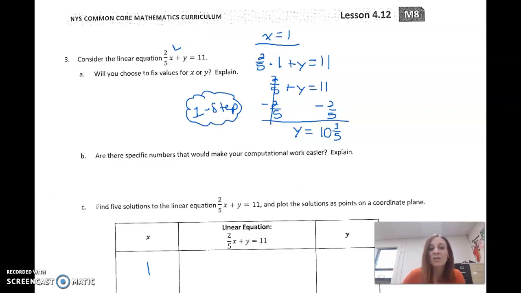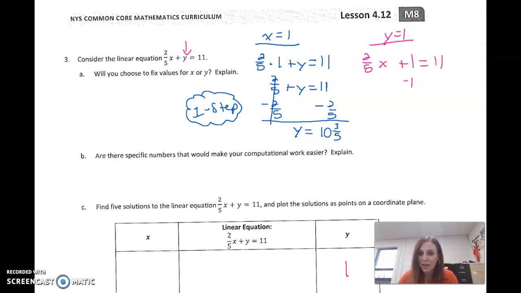But I could also choose to plug in numbers for y. There's nothing that says we can't. So let's say I chose, instead of putting a 1 in for x, I chose to put a 1 in for y. So I'm going to take this 1 and plug it right here for y. And I'm going to say, okay, 2/5 times x plus 1 equals 11.